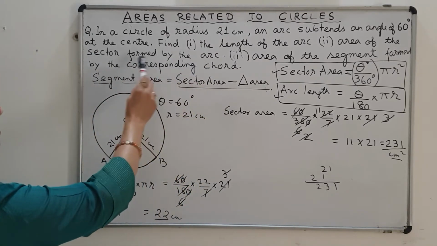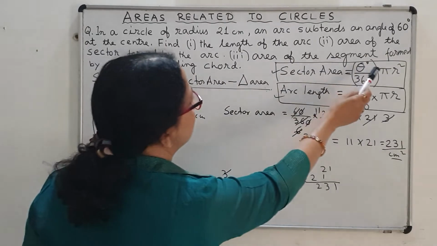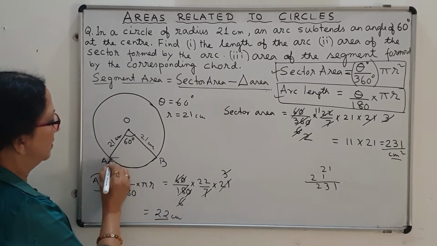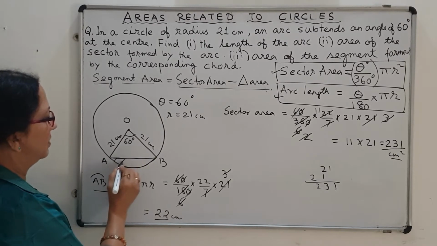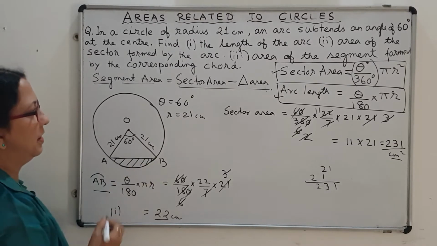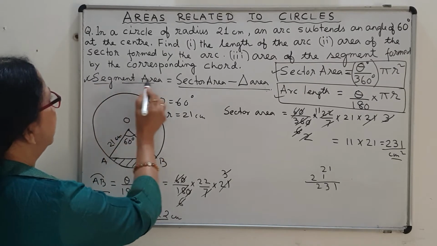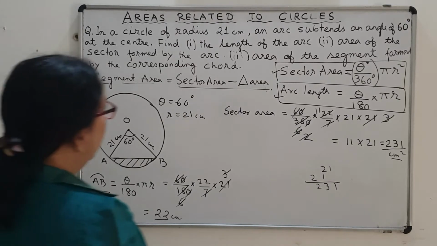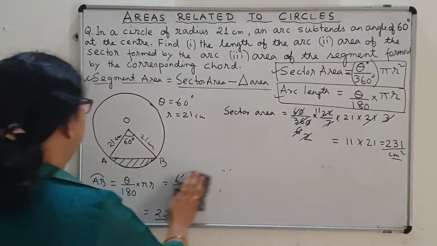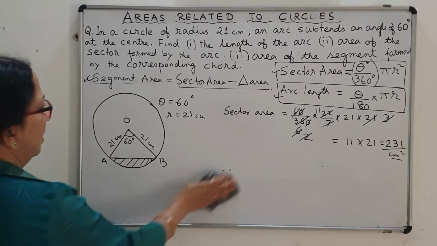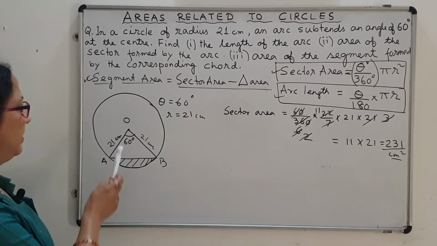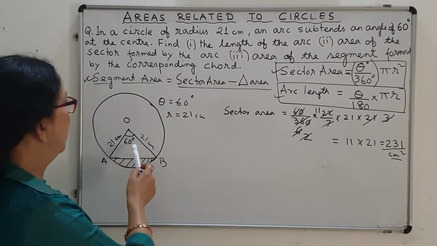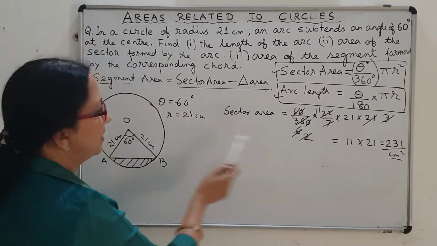Okay, area of the sector. And the third part, area of the segment formed by the corresponding chord. So the corresponding chord is this one, and this is our segment. So the third part is to find this area. I'll be using this: sector area minus area of triangle. The sector area we have already found, so the only thing now is to find the area of the triangle OAB. Then I will be able to find this by subtracting this area from this.